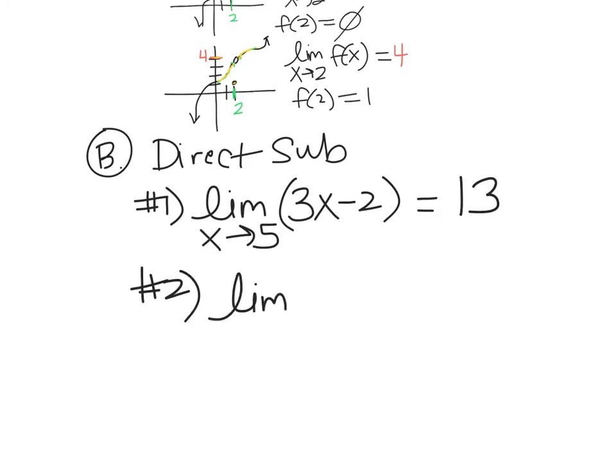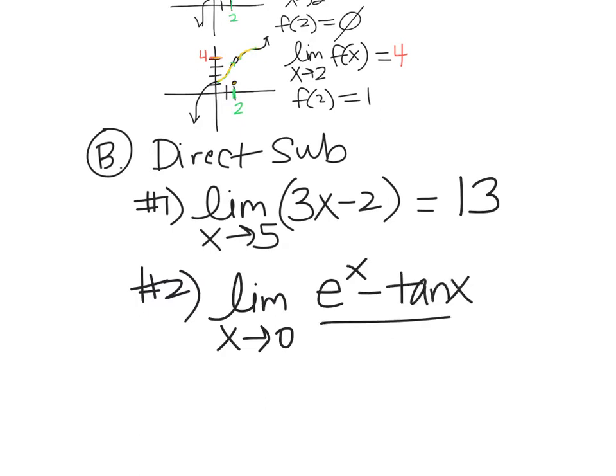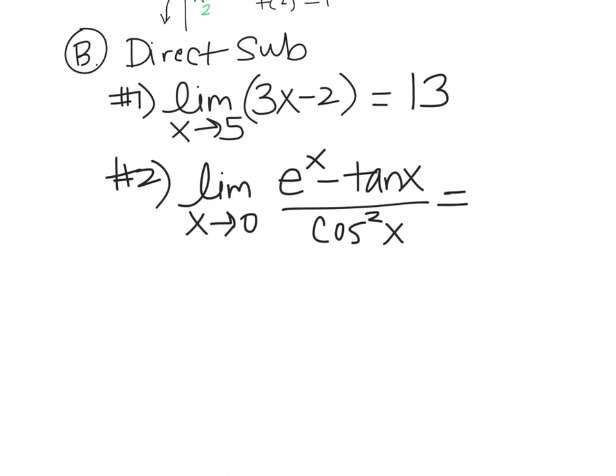How about this one? The limit as x approaches 0 for e to the x minus tangent of x over cosine squared of x. Okay, so I just gave you 3 things we haven't done in a while, right? This is all non-calculator, by the way. You should know these things. It combines all the stuff you've learned together into one problem. All right, so let's do it.